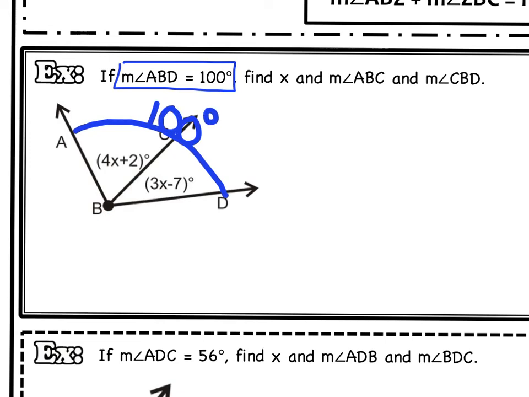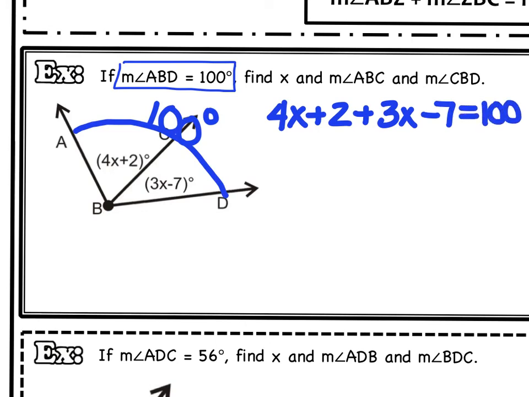Now, what our angle addition postulate tells us is that if we add our two pieces, just like with our segment, it's going to equal the entire piece, whether it's a segment, an angle, whatever it is. So I'm going to write my equation exactly the same as I did in the previous section: 4x plus 2 plus 3x minus 7 is equal to 100.